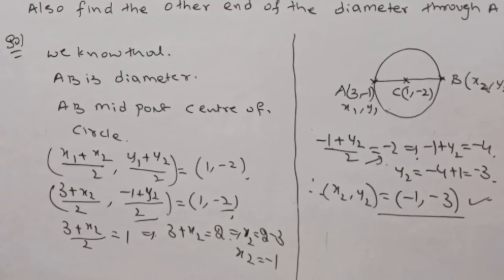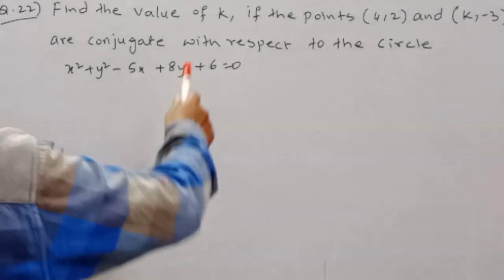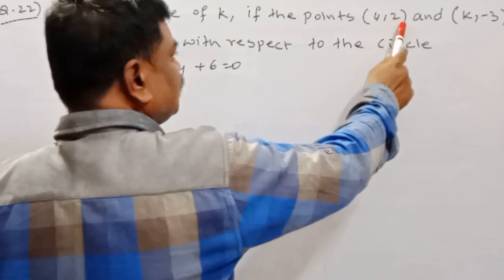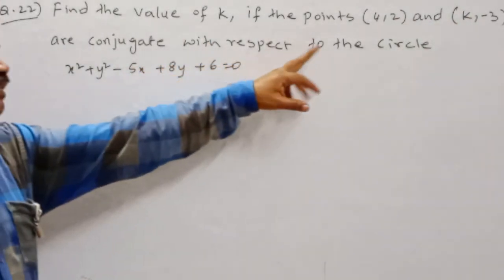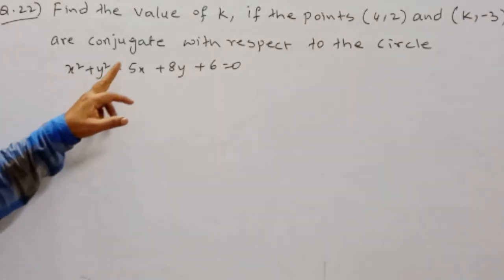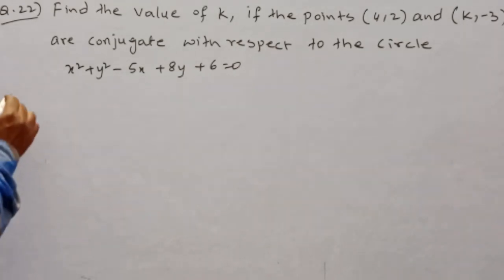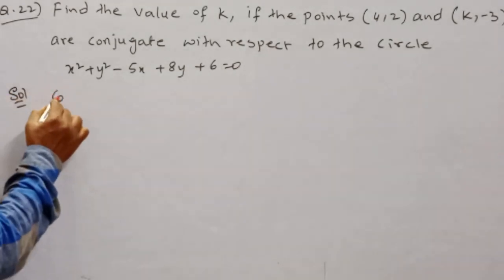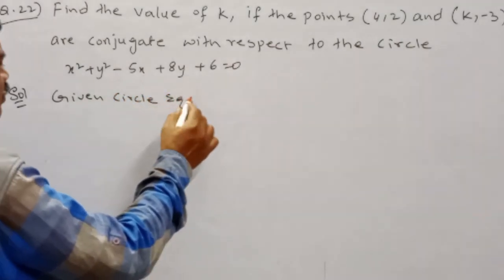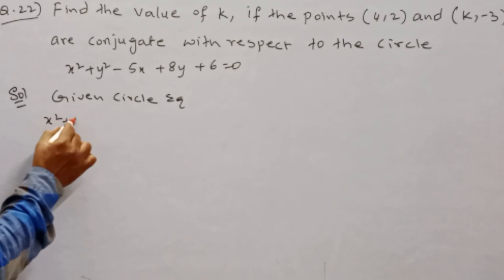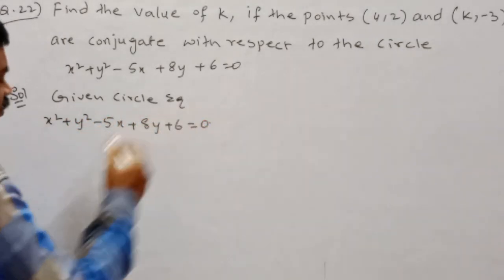Here we have one more problem from circles. Find the value of k if the points (4, 2) and (k, minus 3) are conjugate with respect to the circle x square plus y square minus 5x plus 8y plus 6 equal to 0. So here the given circle equation is x square plus y square minus 5x plus 8y plus 6 equal to 0.